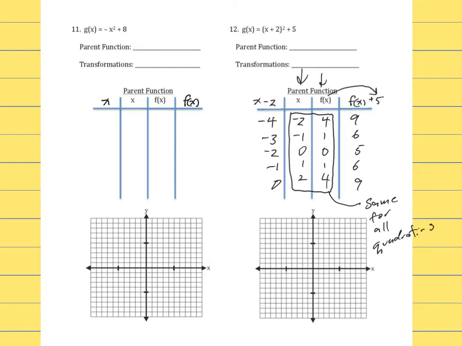Plus 8 means it's going up, right? And then what else happens? It's becoming negative. Right? So all my y values have to change sign. So let's go ahead and get the parent function values for the quadratic. It's going to be -2, -1, 0, 1, 2. Those numbers are the same for all our parent functions. And then 4, 1, 0, 1, 4. So my x values do not change. There's no shifting in the x-axis.